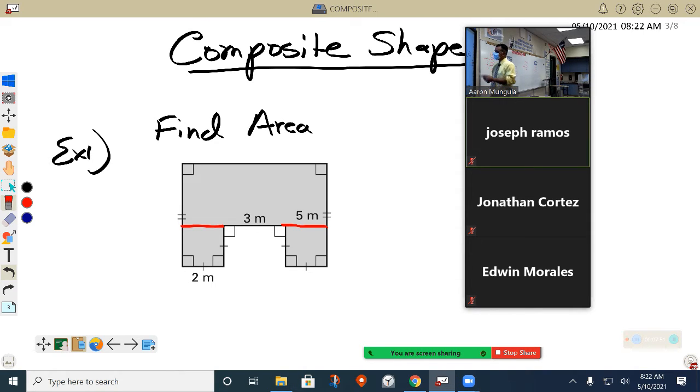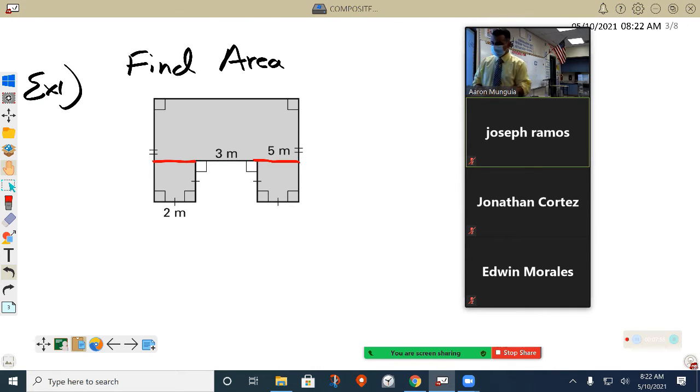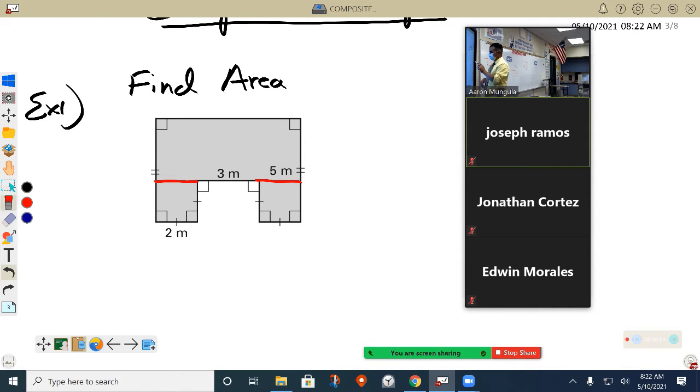So let's find the area of this puppy. Okay, here we go. My game plan is just to do what I just did. I just chopped it up into a rectangle, right? This is a red rectangle here. And these two little squares here, I'll put them in blue. Okay, there's my game plan. I'll find the area of each, add them all up, and I'm done.